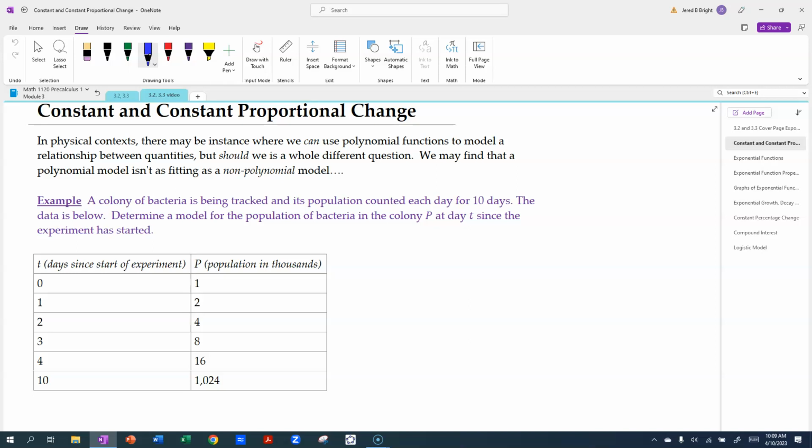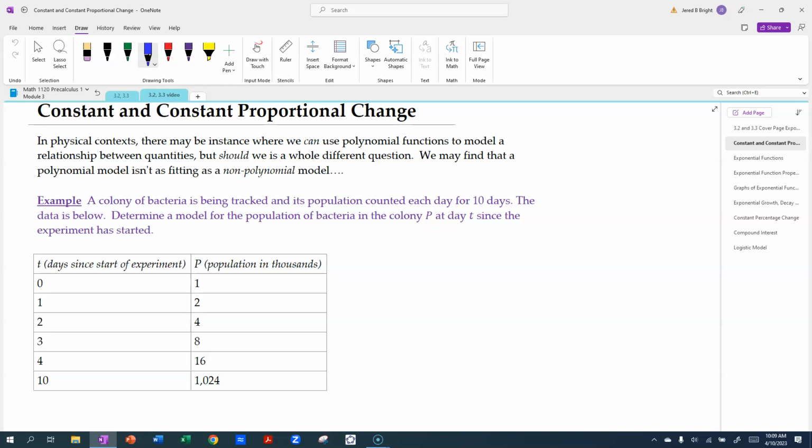Typically, when we look at polynomial models, there's some sort of predictive behavior between change. Mainly in linear functions, we said that there was a constant change, like y equals mx plus b. We were always changing by m. Now, that constant change isn't going to happen necessarily. So let's look at an example.